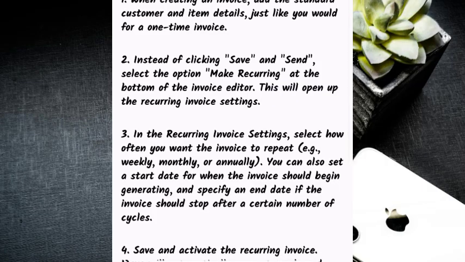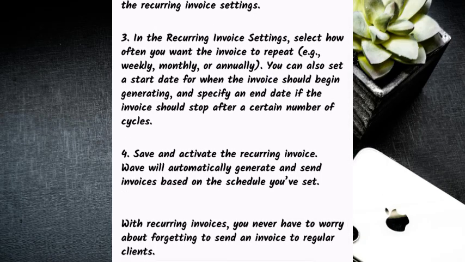In the recurring invoice setting, select how often you want the invoice to repeat. Could be weekly, monthly, or annually. You can also set a start date for when the invoice should begin generating and specify an end date if the invoice should stop after a certain number of cycles. Once that's done, save and activate the recurring invoice.